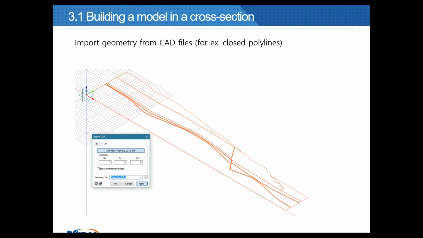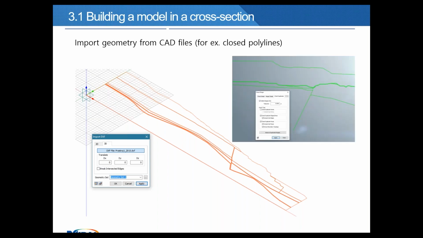For example, a file consisting of closed polylines, we can import by the import DXF module, and then we have these closed polylines, which we can transform to a planar surface. Then we can also check. It is very easy in this program. We can check duplicate elements, so we can check if all the geometry is well prepared.